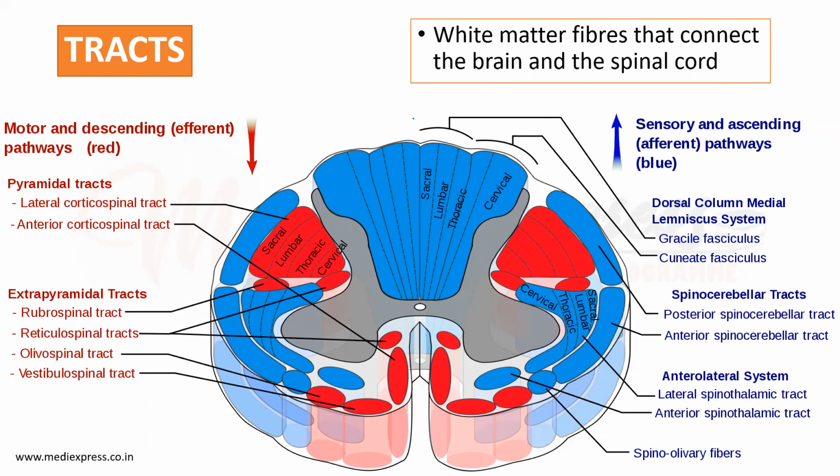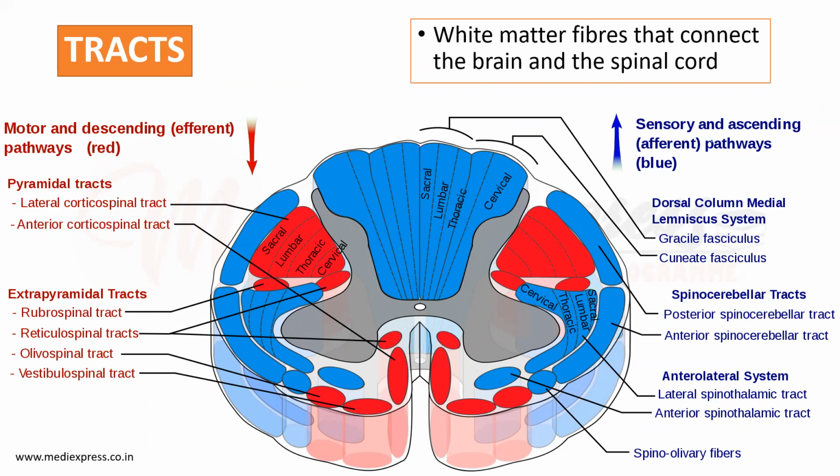You need to remember, when we are talking about neuroanatomy, let us first see what we mean by a tract. The white fibers that connect the brain and the spinal cord are known as a tract. Okay. So the first one we'll see is the ascending tracts.